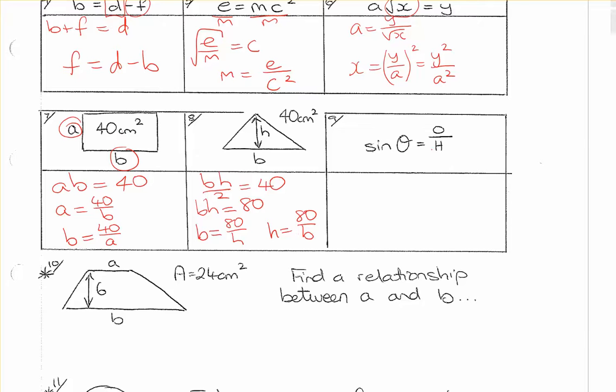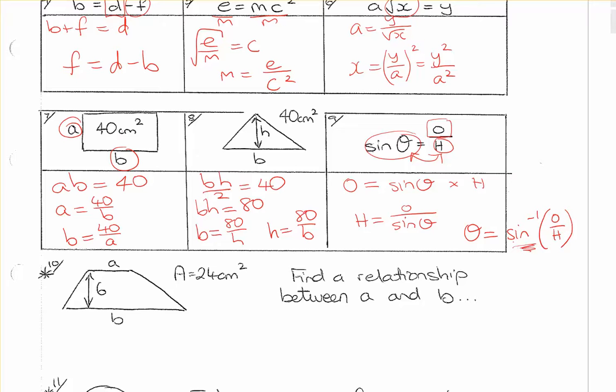Here's our trig formula. Obviously these two multiply together, so opposite equals sine theta times h. We can also swap these two round. O is the larger quantity on top, so h would equal O divided by sine theta. And you might remember too, if you wanted to find theta, you'd need sine to the minus 1, inverse, of O over h. Sine inverse is the opposite to sine.